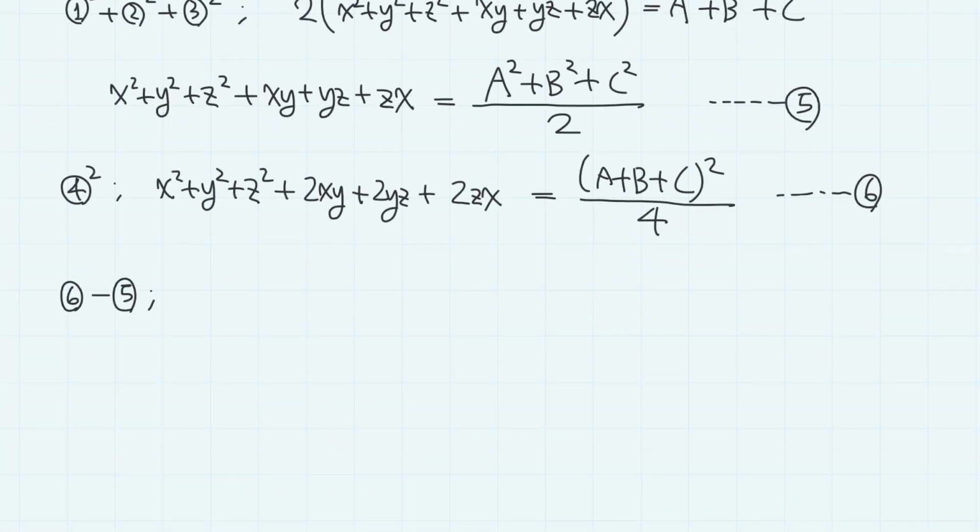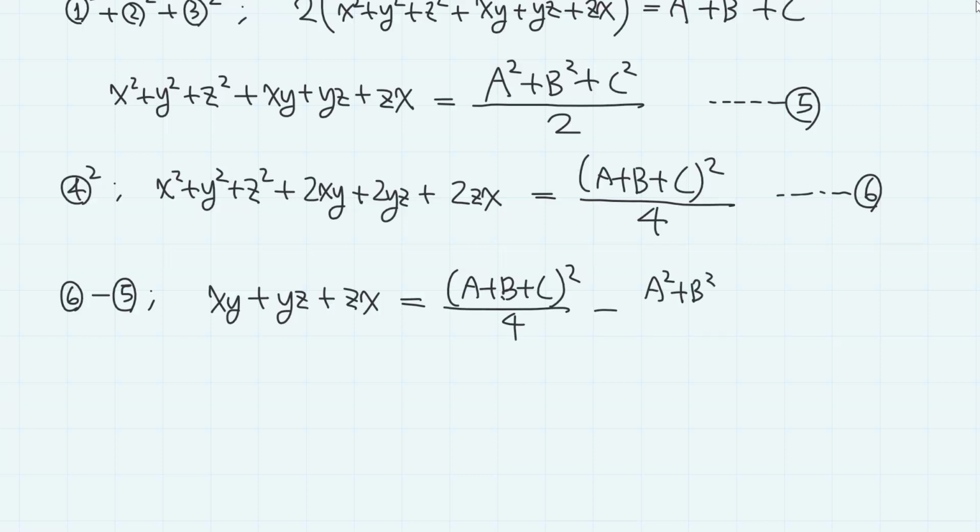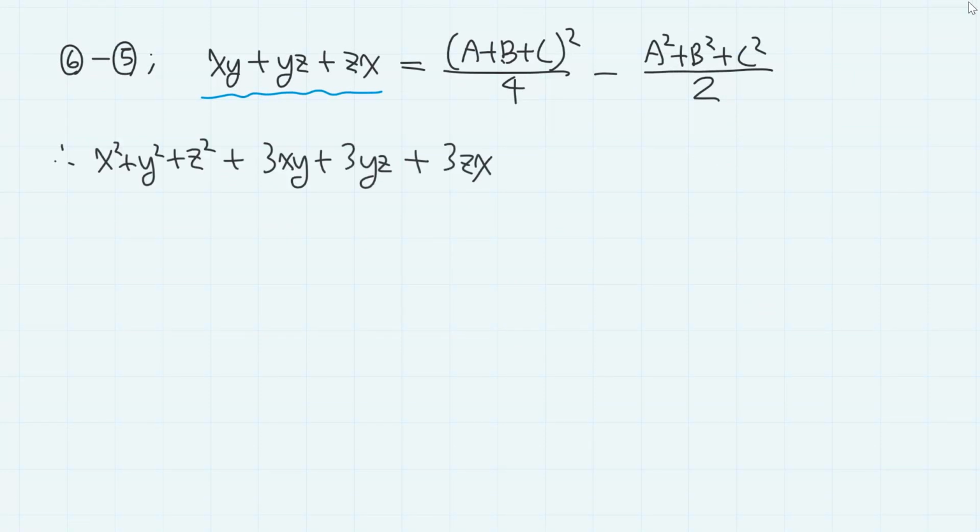By subtracting equation 5 from equation 6, we obtain xy plus yz plus zx, which equals (a plus b plus c) squared divided by 4 minus (a squared plus b squared plus c squared) divided by 2. And we will use this xy plus yz plus zx to solve the problem. So we do a similar manipulation.